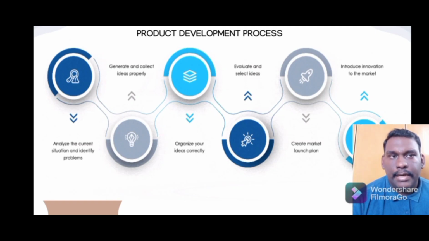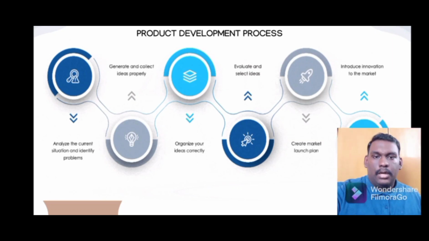Second is generate and collect ideas properly. Third is organize your ideas correctly. Fourth is evaluate and select ideas. Fifth is create market launch plan, and sixth is introduce the developed product. For example, Apple company launched iPhone 7 in 2016.